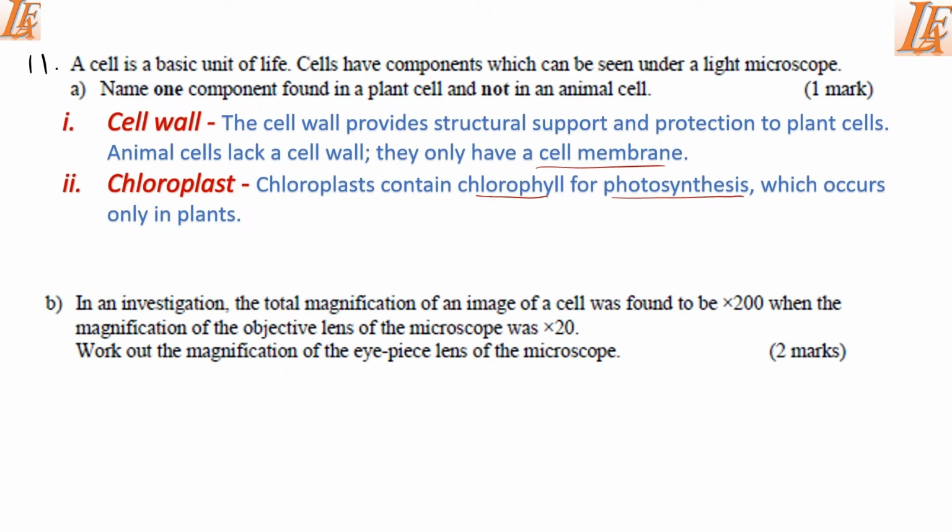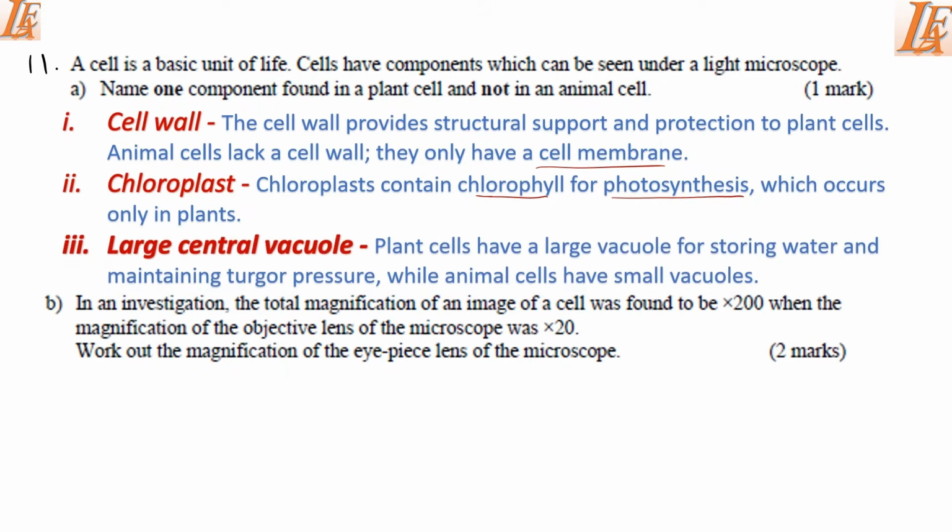Then the third one is what we call large central vacuoles. Plants have large vacuoles for storing water and maintaining turgor pressure, and animal cells have very small vacuoles. So these are the 3 components which you can see in a plant cell but not in an animal cell when you are using a light microscope.